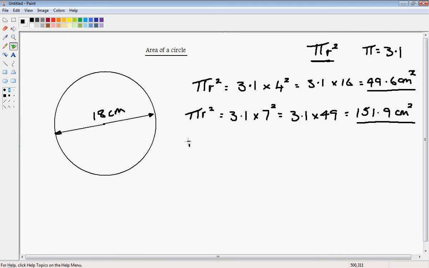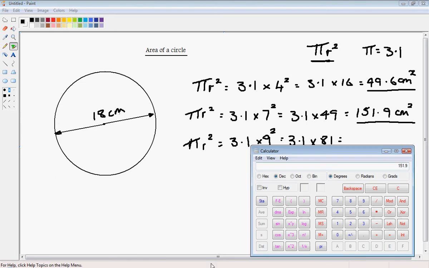So they want to know the area of the circle. So pi r squared. So this is 3.1 multiplied. Now the diameter is 18. We only want the radius. So that's half of the diameter. So half of 18 is 9. And then don't forget that's squared. So we have 3.1 multiplied by 9 nines are 81.